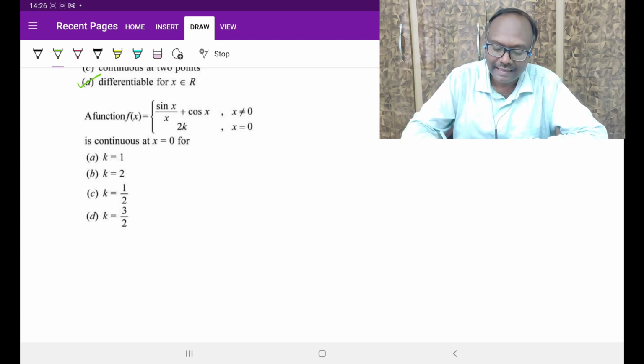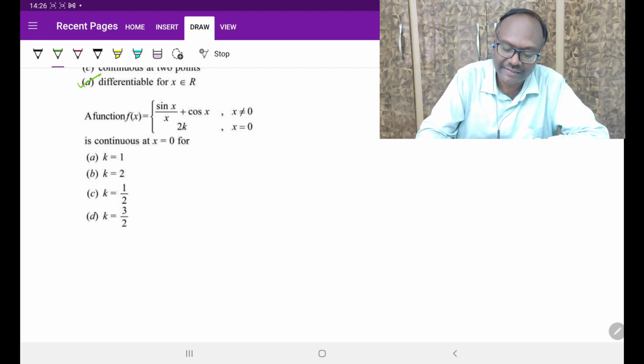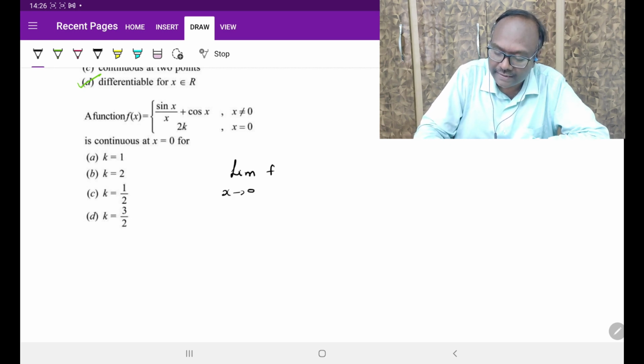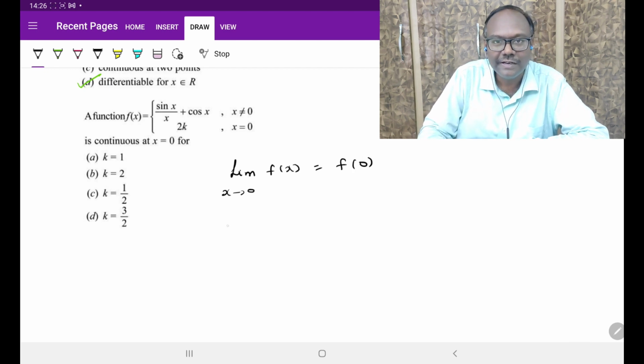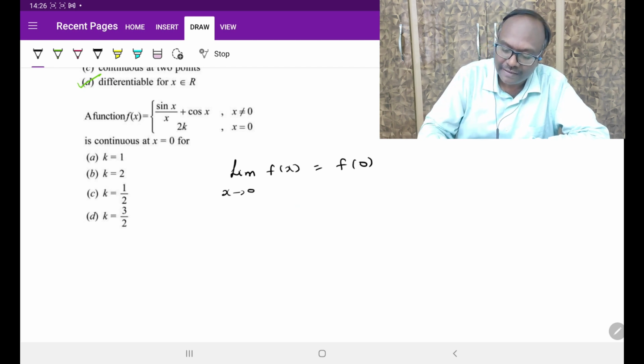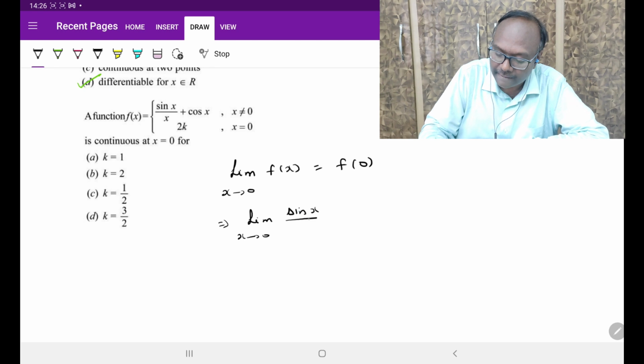So in such a case, the left hand limit and right hand limit have the same definition for f of x. So here we can write limit x tends to 0 of f of x is equal to f of 0. There is no need of finding the left hand limit and right hand limit because both have the same definition. So this is equal to limit x tends to 0 of sin x by x plus cos x is equal to f of 0, which is 2k.